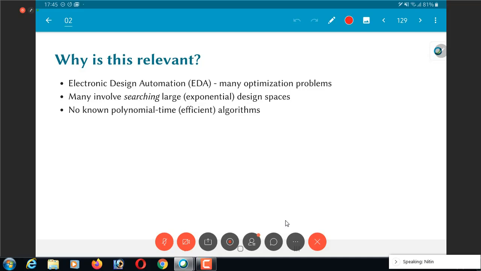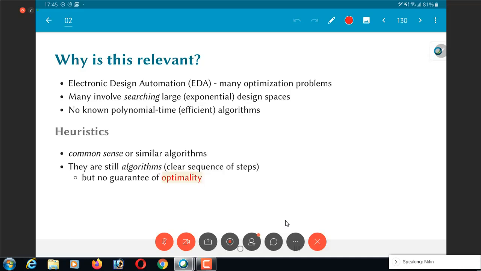Which means that the study of heuristics is very popular in this context. These are basically common sense type algorithms. They are still algorithms because they fulfill the definition of being a clear sequence of steps. It's just that they cannot guarantee optimality of the final solution.